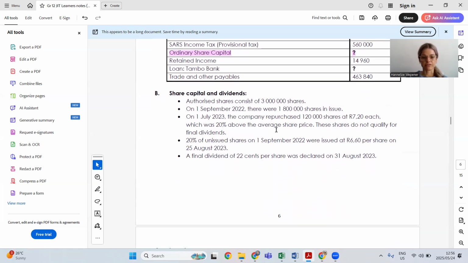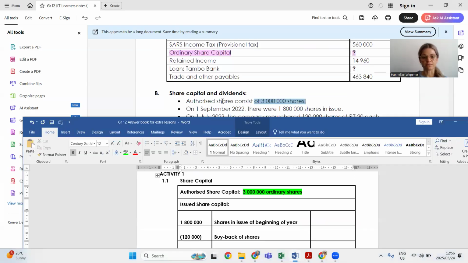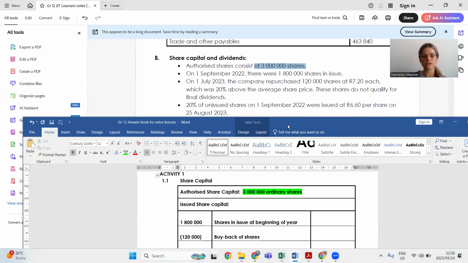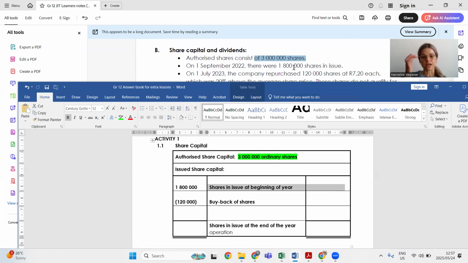Right. So looking at the information, it says that ordinary share capital consists of 3 million shares. So in other words, this company is allowed to issue to their customers 3 million shares. Of those shares, by the first day of the current financial year, the company had already issued 1.8 million shares, but we don't yet know at what price we issued each one of those shares, or then the average price of those shares. So we would have to read the rest of the information. Then on the 1st of July, the company repurchased 120,000 shares at R7.20 each.